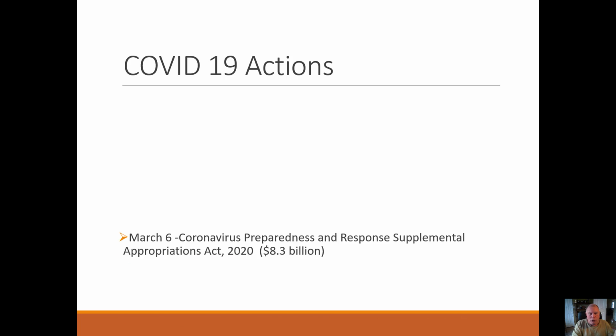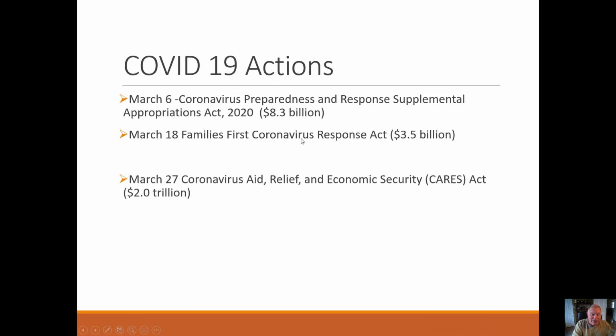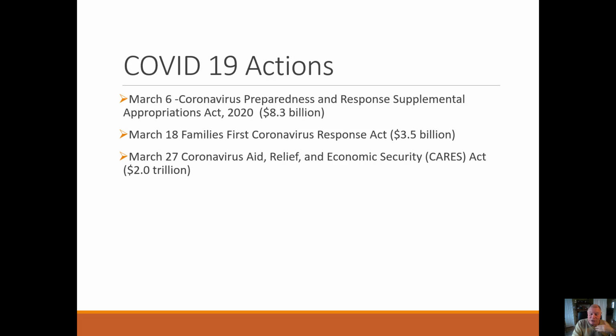Then we had COVID. Okay? And the U.S. government and state governments have been spending a bundle. The first one was March 6. We spent 8.3. Then the Families First came, 3.5. Then March 27, this is all of 2020, the CARES Act, which was $2 trillion. Now, the government didn't have this money. They had to go out and borrow it. But they're having to pay it back.